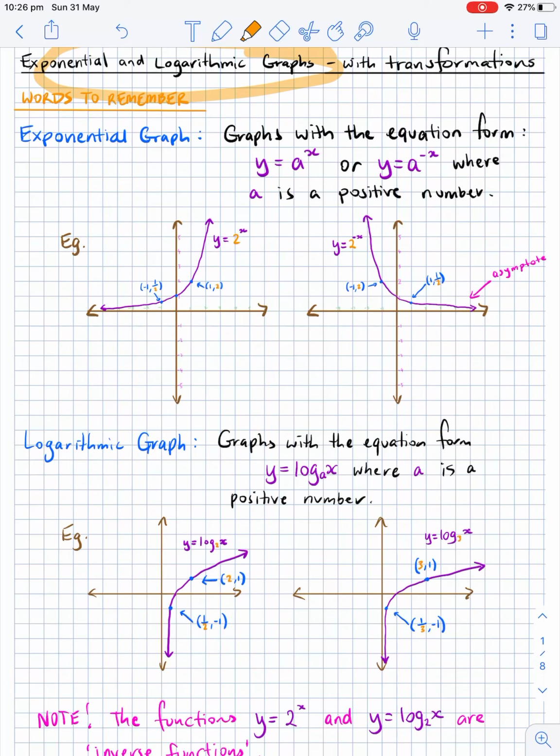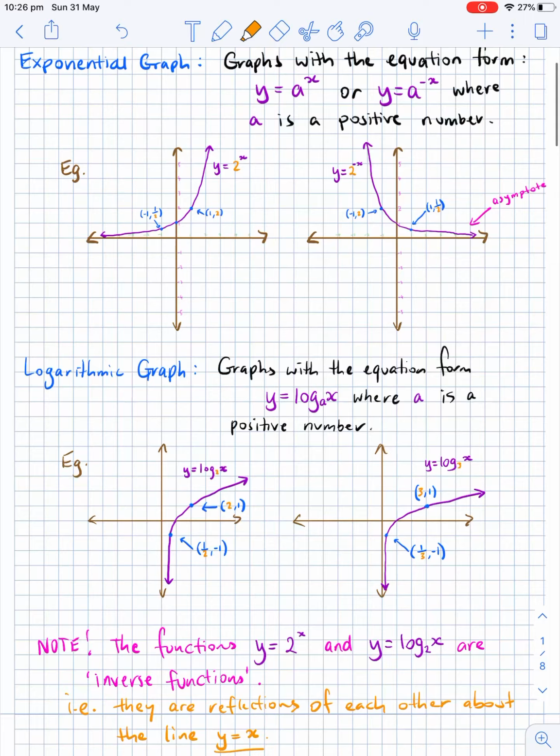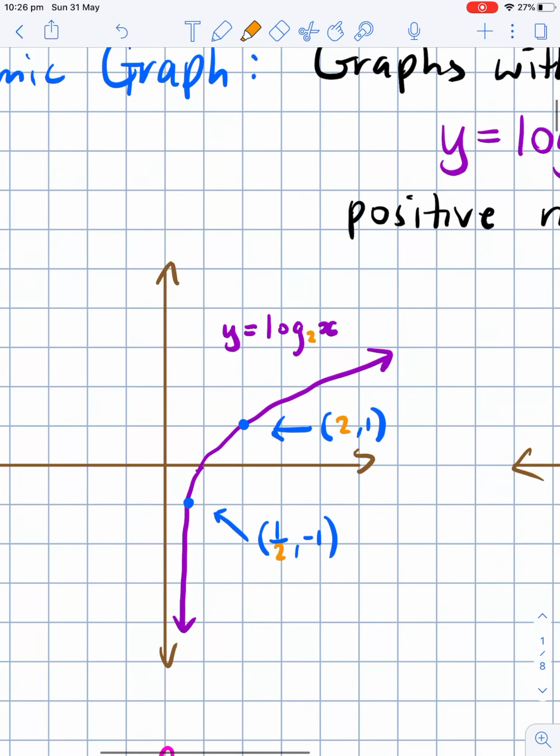Okay, next up, logarithmic graphs. They are graphs with the equation form y equals log base a of x, where a is some sort of positive base. And they look like this. So you get this asymptote going towards the y-axis to the negative values of y. And this part here does eventually go up and up and up to infinity, but it goes quite slowly.